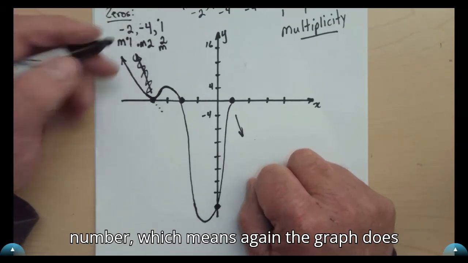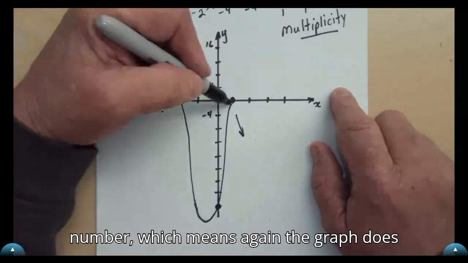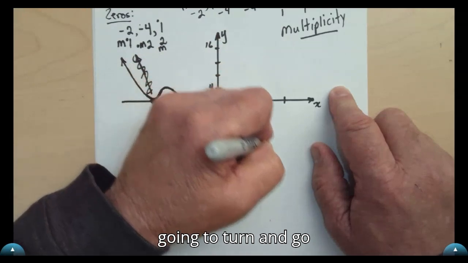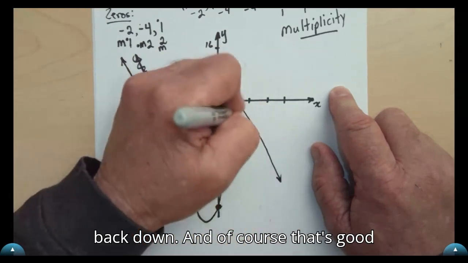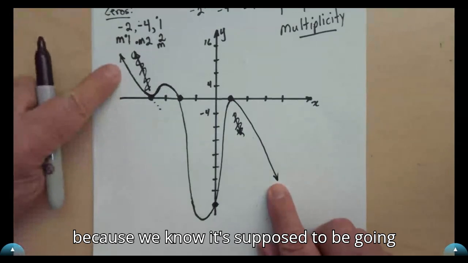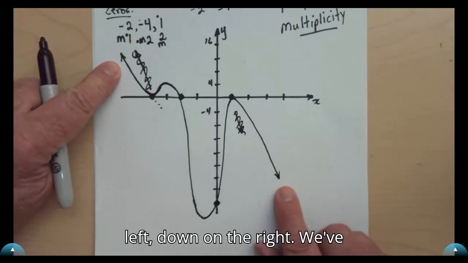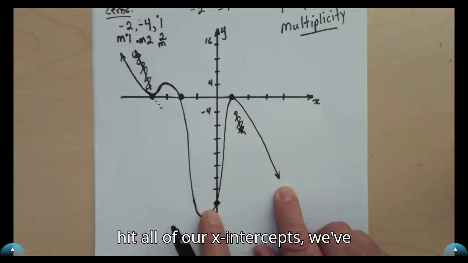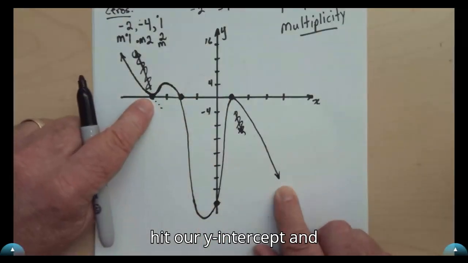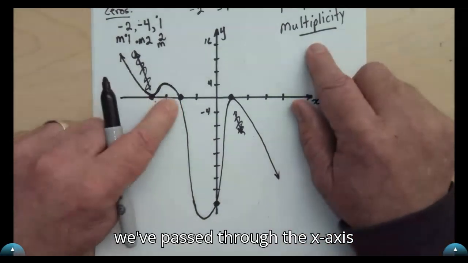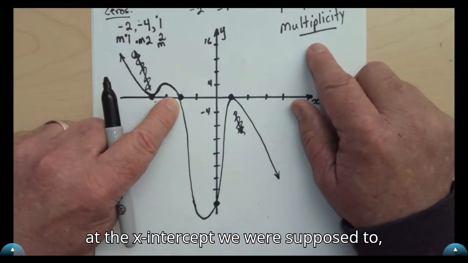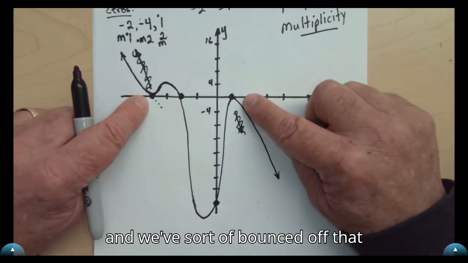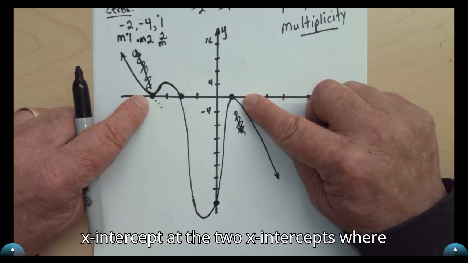2 is an even number, which means, again, the graph does not pass through the x-axis. It's going to turn and go back down. And of course, that's good because we know it's supposed to be going up on the left, down on the right. We've hit all of our x-intercepts. We've hit our y-intercept, and we've passed through the x-axis at the x-intercepts we were supposed to, and we've sort of bounced off at the 2 x-intercepts where we're supposed to.